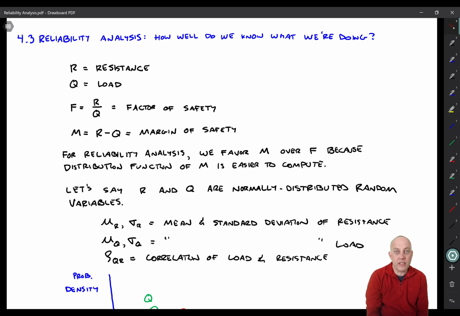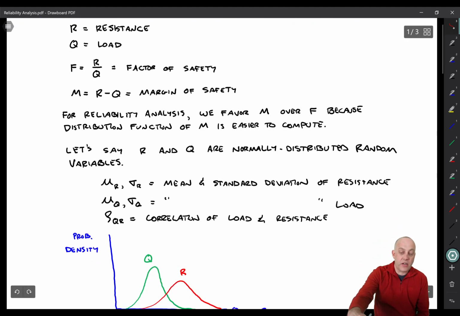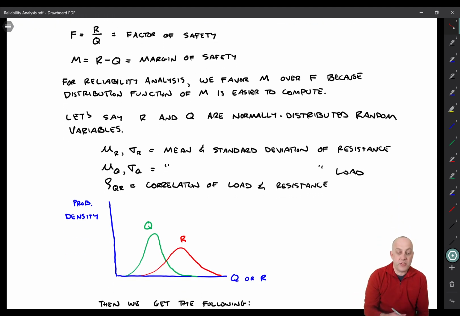And the reason why we do that is that generally R and Q are random variables. And if we take the difference of the random variables, the statistics of the margin of safety are a little easier to compute than if we take the ratio, and the statistics of the factor of safety get distorted. So if R and Q are, for example, normally distributed random variables, then M is also a normally distributed random variable, while F is not. So we would have to do a different distribution function for F. So for that reason, we generally favor M, and we're going to use margin of safety in the reliability analysis in this section. So let's say that R and Q are normally distributed random variables.